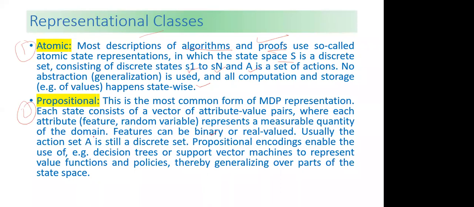Usually we have a set of actions. So here we are focusing on the set of actions. We have discrete sets. We already have discrete states, but here we have discrete sets, and we use examples like decision trees or support vector machines to represent value functions and policies, generalizing over parts of the state space.